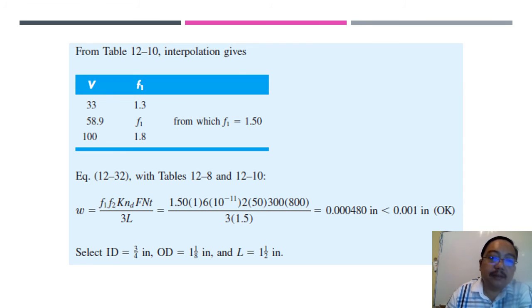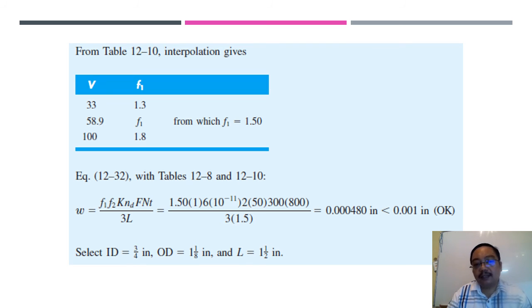From table 12.10, you have to interpolate, meaning that the value you get is within the range. So 33 and 158.9 is within this range. So what value do you want to choose? Any value that you think is logical is acceptable. f_1 equals 1.5.